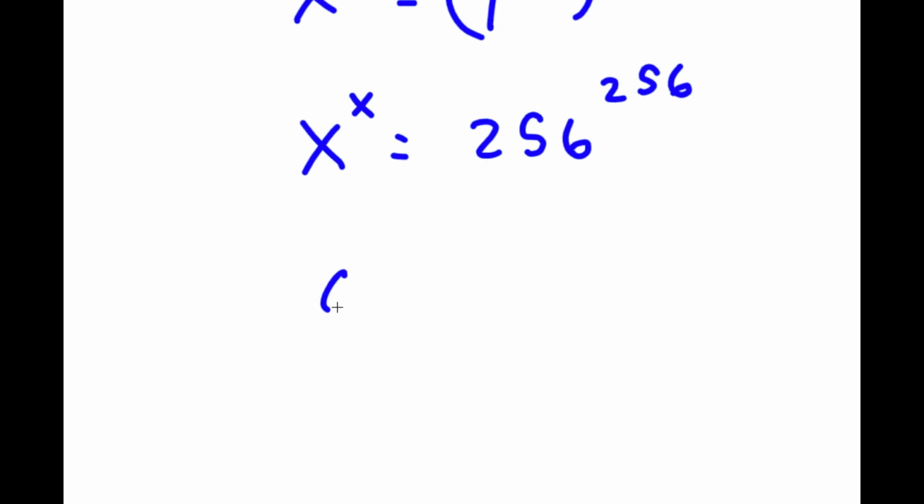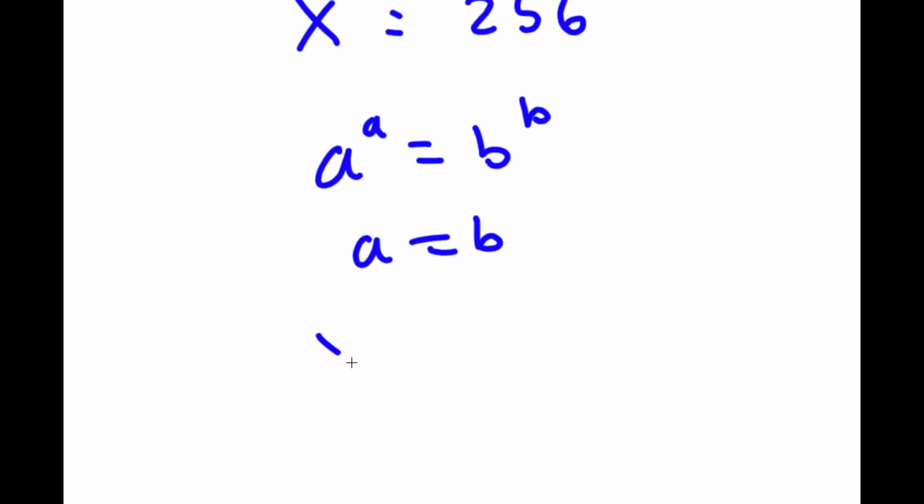Now, if I have something in the form a to the power of a is equal to b to the power of b, this means that a is equal to b. So in this case, x is equal to 256.